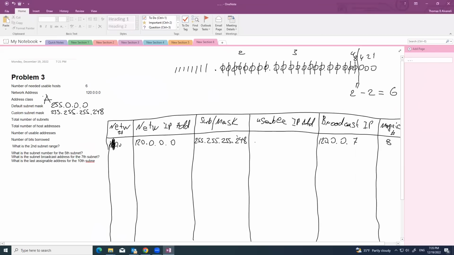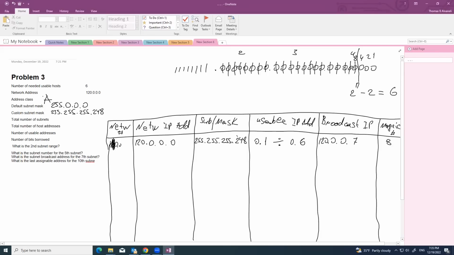All addresses between, I'll not type the first 2 octets, so I'll type only octets 3 and 4. All addresses between 0 and 7 are assignable, usable IP addresses which we can assign to the hosts. So this is subnet 1.